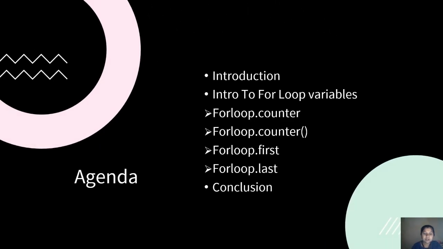So, in this presentation, the contents we are going to discuss are introduction to the for tag, what are the variables used in it, and in that we will discuss forloop.counter, forloop.counter0 with the parameter, forloop.first and forloop.last, and lastly we'll conclude.